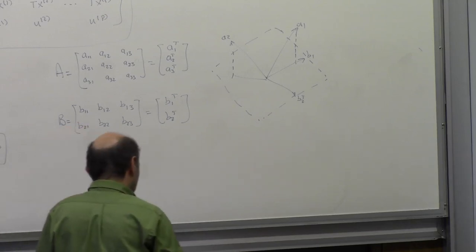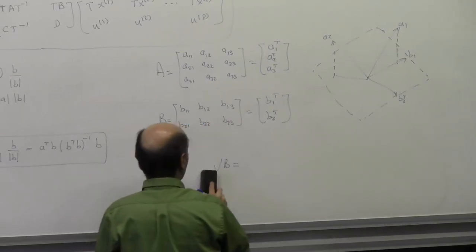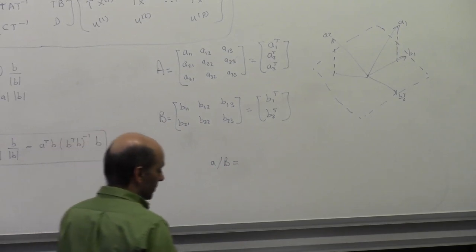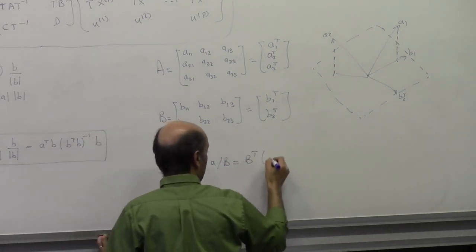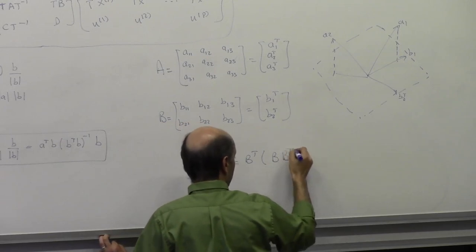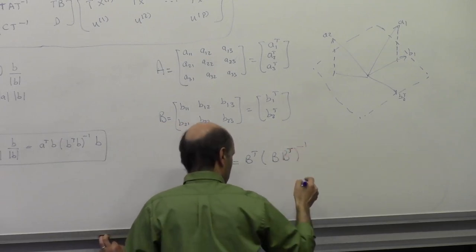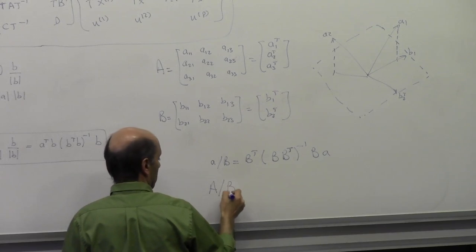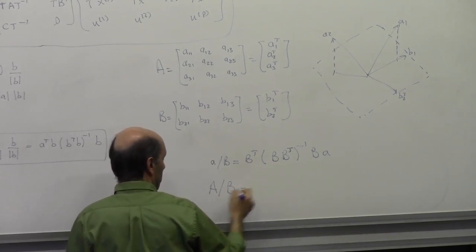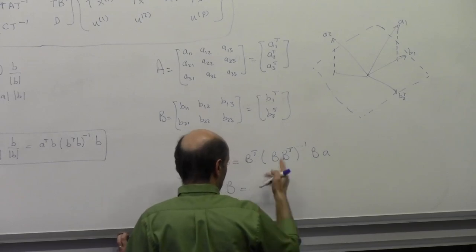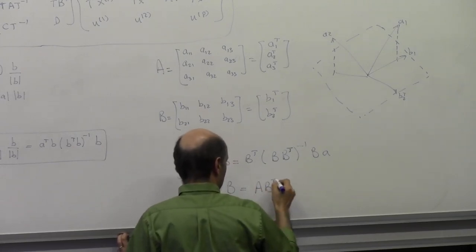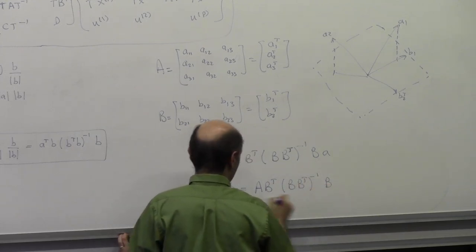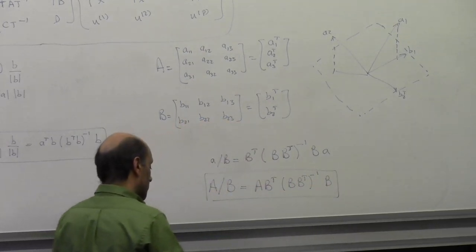A projected onto B, let me write it in vector form first. Vector A projected on the space described by matrix B is going to be B transpose B, B transpose, to the minus 1, times BA. And the matrix A projected onto matrix B is going to be the individual components of this, which is A, B transpose, B, B transpose, to the minus 1, B. This is the definition of projection.